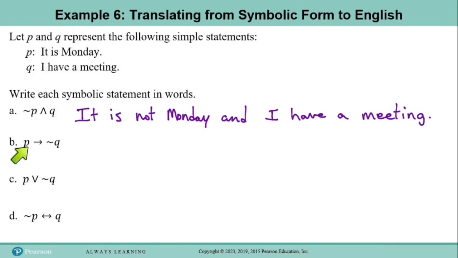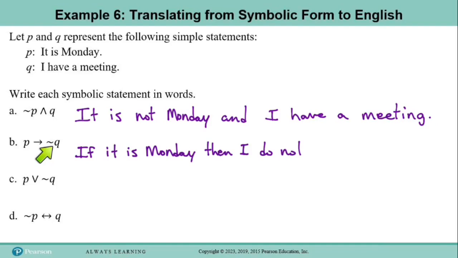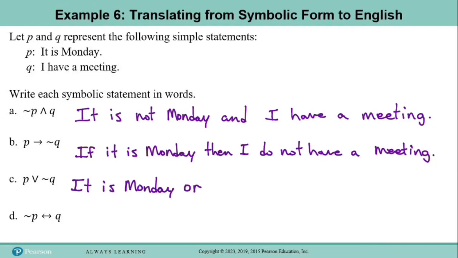And then in part B, we have an if-then statement. So "if P, then not Q." So if it is Monday, then I do not have a meeting. If P, then not Q. And then part C says "P or not Q." So P would be "it is Monday," or not Q, so that would be "I do not have a meeting." It is Monday or I do not have a meeting.